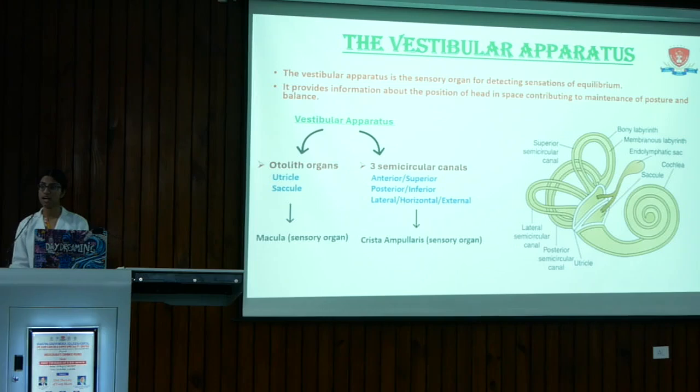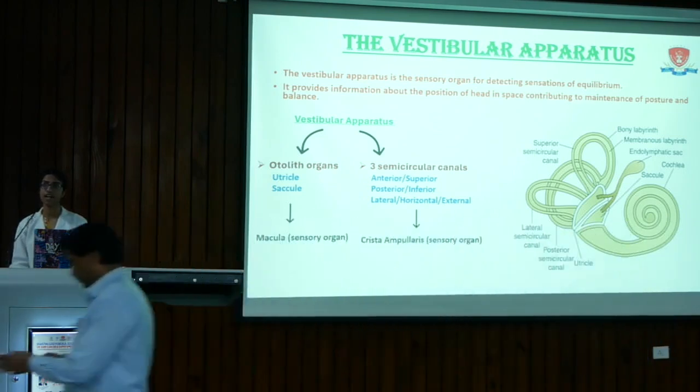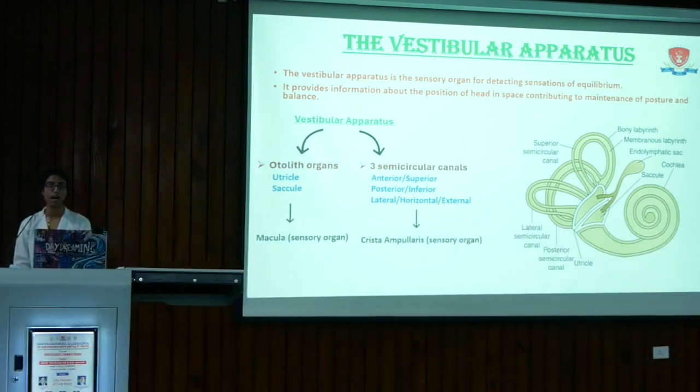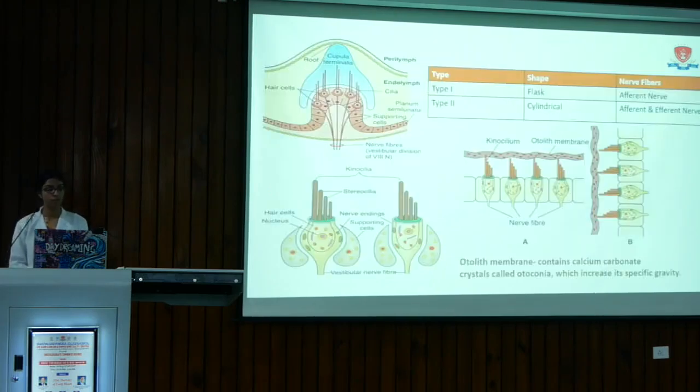The semicircular canals are filled with a fluid known as the endolymph. One end of each semicircular canal is dilated and is known as the ampulla. The ampulla contains the sensory organ for the semicircular canal, known as the crista ampullaris. On top of the crista ampullaris is present a loose gelatinous tissue mass known as the cupula. The receptor cells of the vestibular apparatus are known as hair cells.